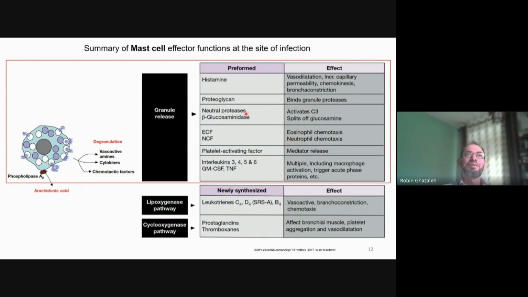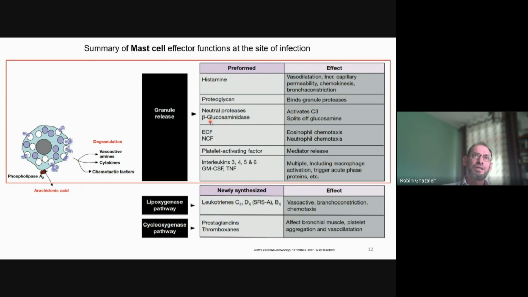Okay. Now we have some different types of things. Some proteases. There are many types of proteases, enzymes that kill proteins. And one of the things they can do is activate C3. C3 is a part of the complement system. It's a humoral thing, something that happens all in the blood. It activates C3.